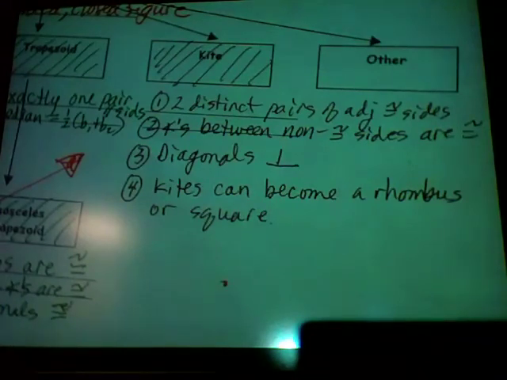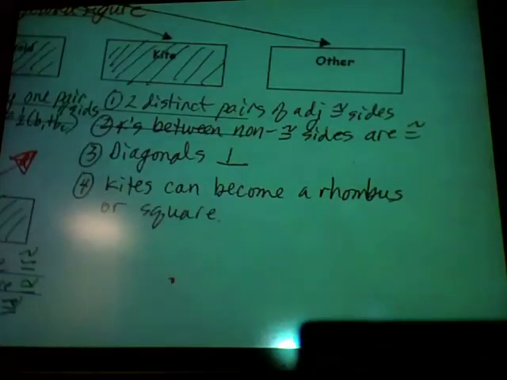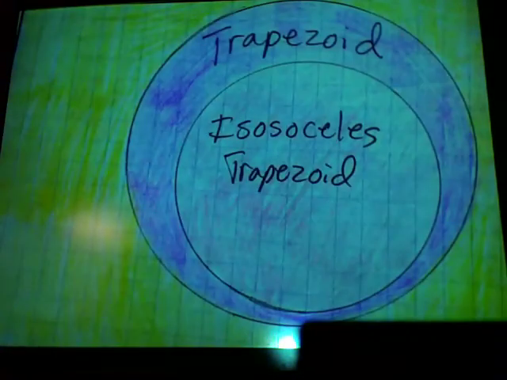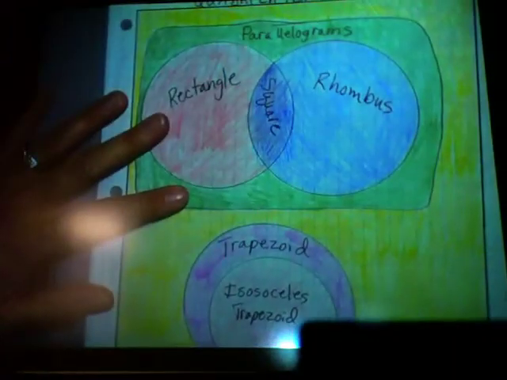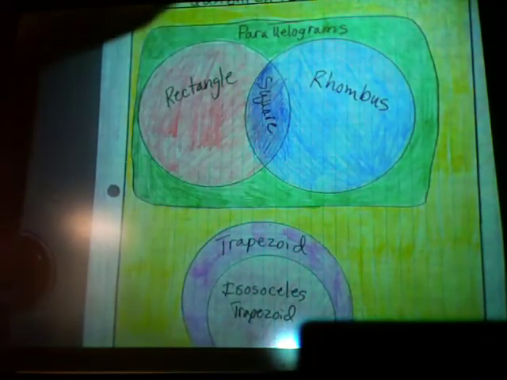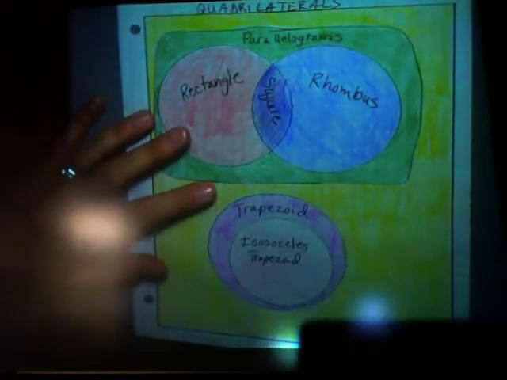And then I did put others here because aren't there other quadrilaterals that are not a parallelogram, a trapezoid, or a kite? Right? So obviously that would be things that don't fall into that category. So then I wanted to give you another visual representation because some of you like that. Here's a Venn diagram. Here's a Venn diagram of quadrilaterals.